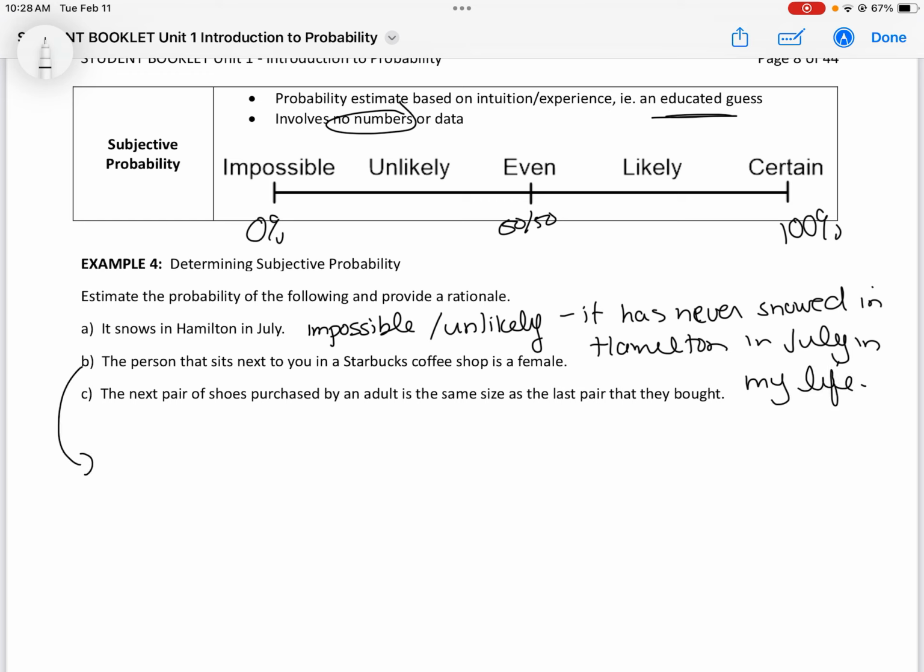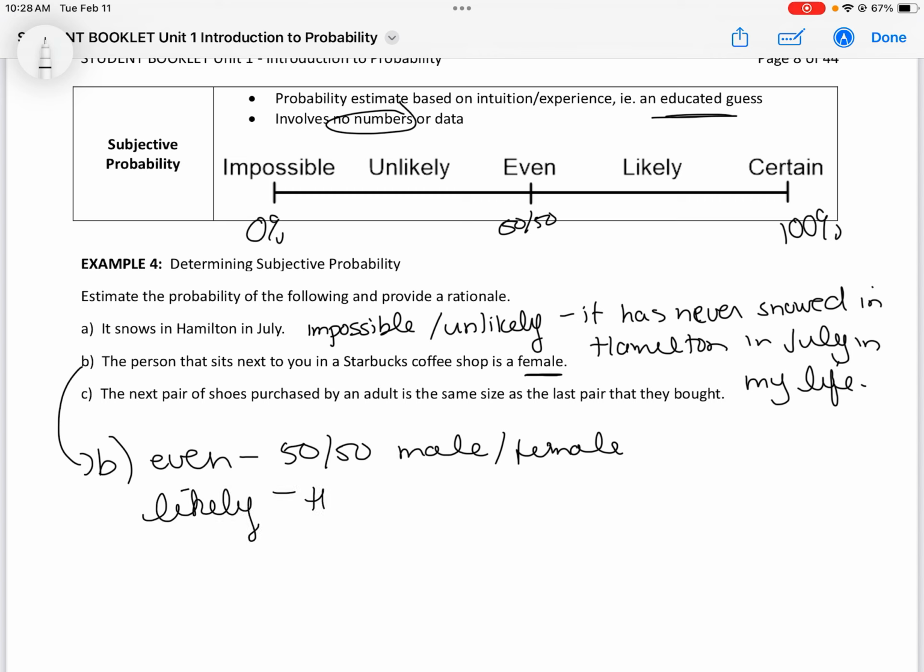B, the person that sits next to you in a Starbucks coffee shop is a female. So you can do two different ones. You can say even, so it's like 50-50 male or female. Or I would even say likely. I find the clientele at Starbucks is mainly women.